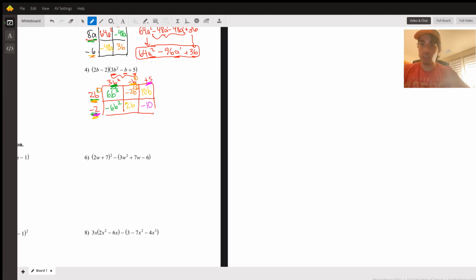Again, with the polynomials, the multiplying stuff, whenever you're using box method, don't forget, go back and combine your like terms at the end. So let's write everything out first. So we've got 6b cubed minus 6b squared minus 2b squared plus 2b plus 10b minus 10.